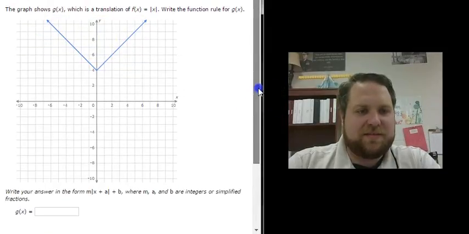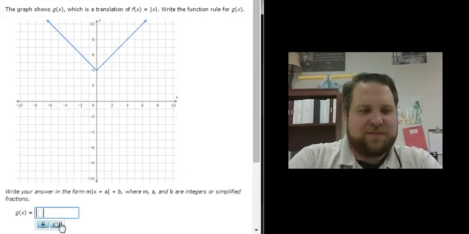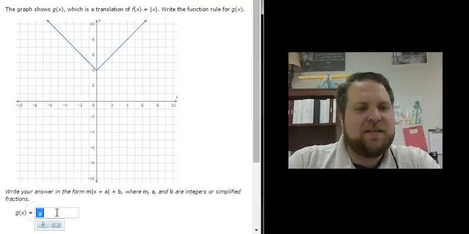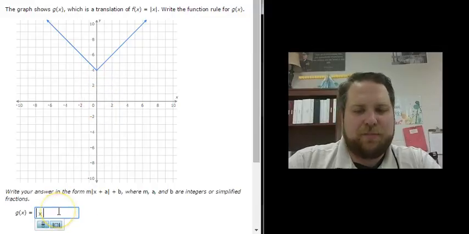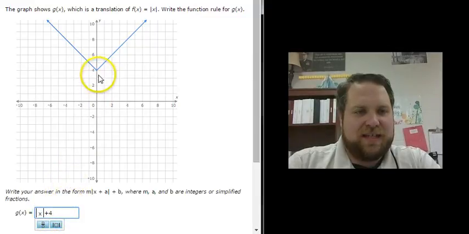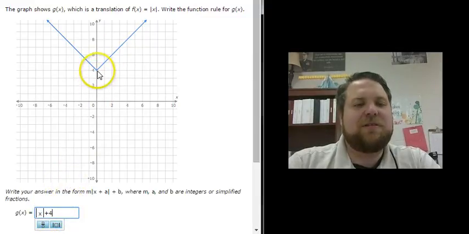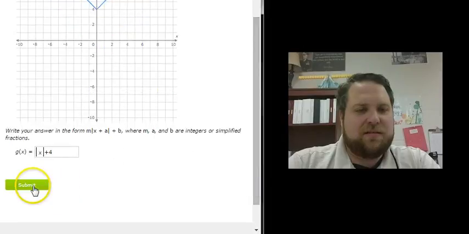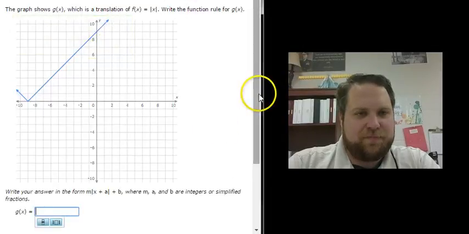And this is how this is going to work pretty much every single time. Here again, we've got an absolute value equation. Pardon my bad typing there. So we start with our parent function. We can see the vertex has been shifted up 4 for a vertical transformation. I would add 4 to the outside of the absolute value bars, and I can see again my slope is 1, so nothing has changed there. And I can again submit.